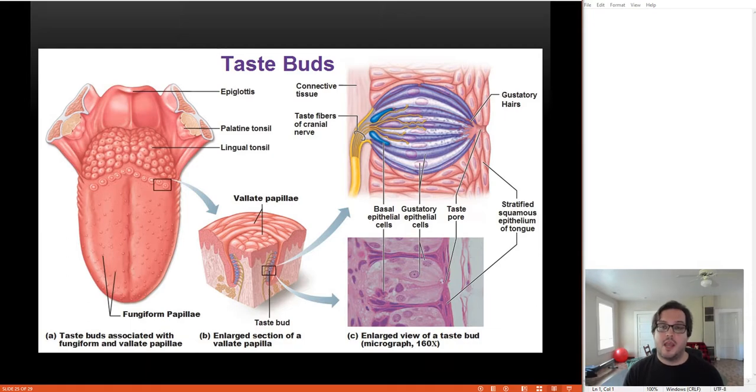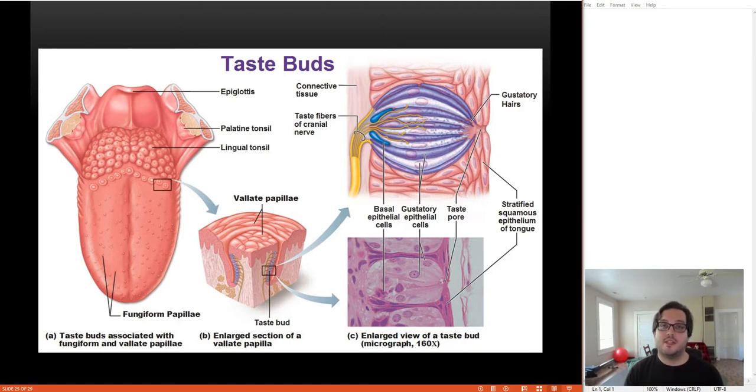As it's digesting that food, some of the chemicals of that food seep into the cracks between the papillae, and once in there, they can bind with these taste buds. You can see that there is a pore, a small hole that the chemicals can go through to touch that taste bud, and they first encounter gustatory hairs. Gustatory hairs are extensions from these cells that convert the chemical into an electrical signal. And that signal is sent through those taste fibers on the left side of the image.